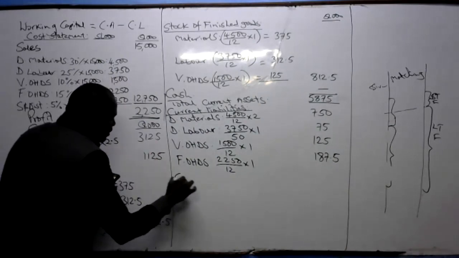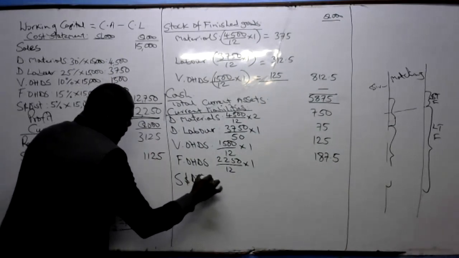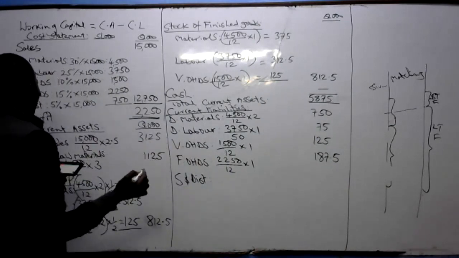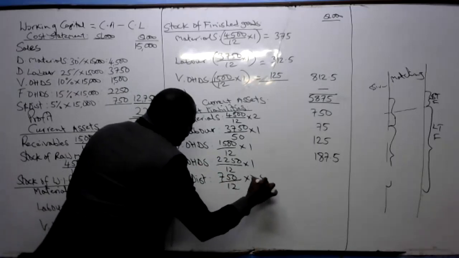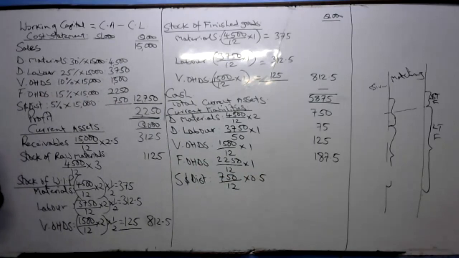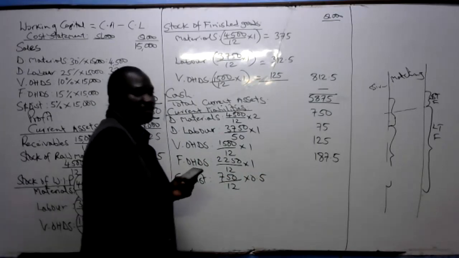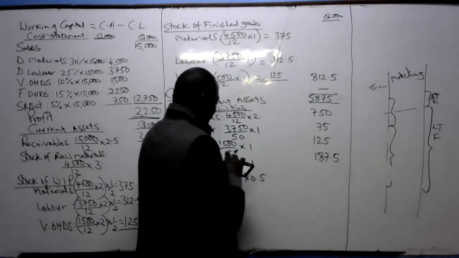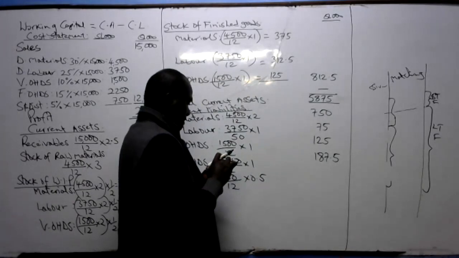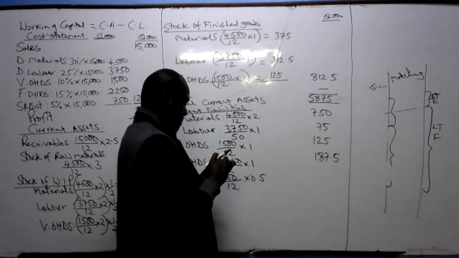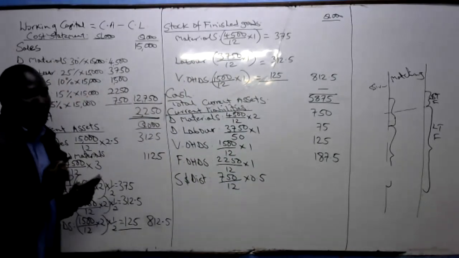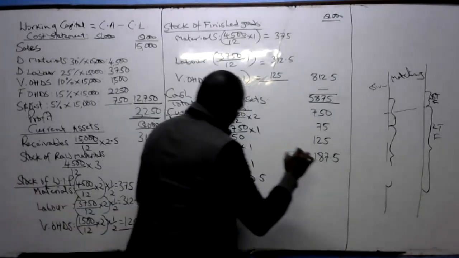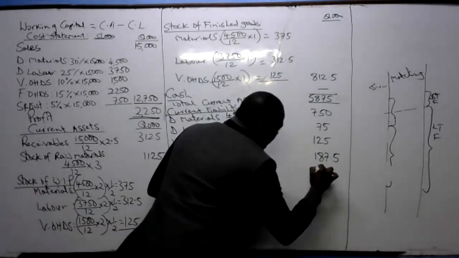Selling and distribution, that is half a month. 750 divided by what? 12 times 0.5. Giving us 1.25.